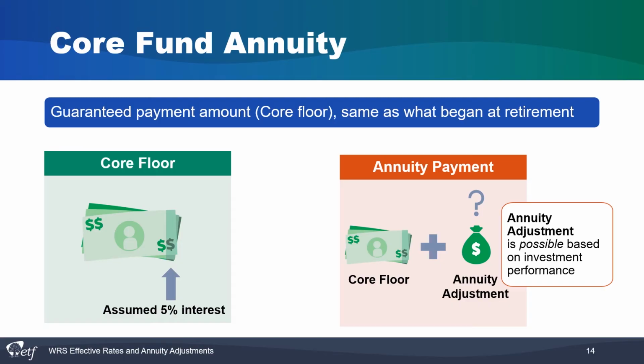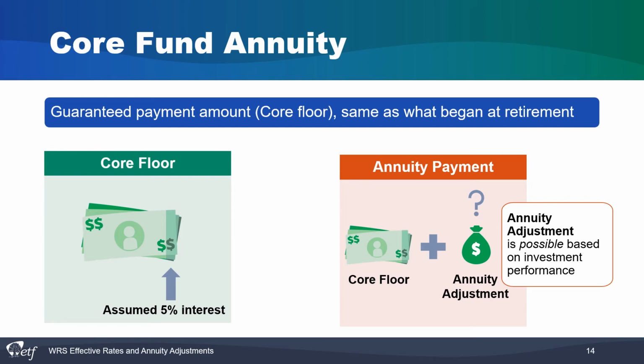Over time, the annual annuity adjustments may cause your payment to increase. Again, these adjustments are based on WRS performance. If there is a negative annuity adjustment, we can only take back gains from previous years. We can never take you below your core floor. Put more simply, your retirement payment will likely increase over time.